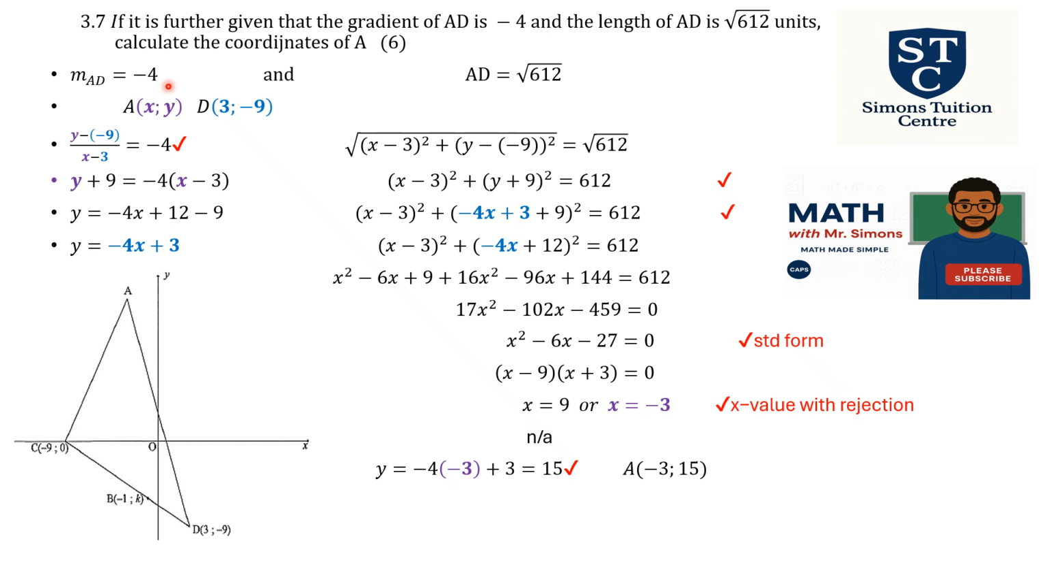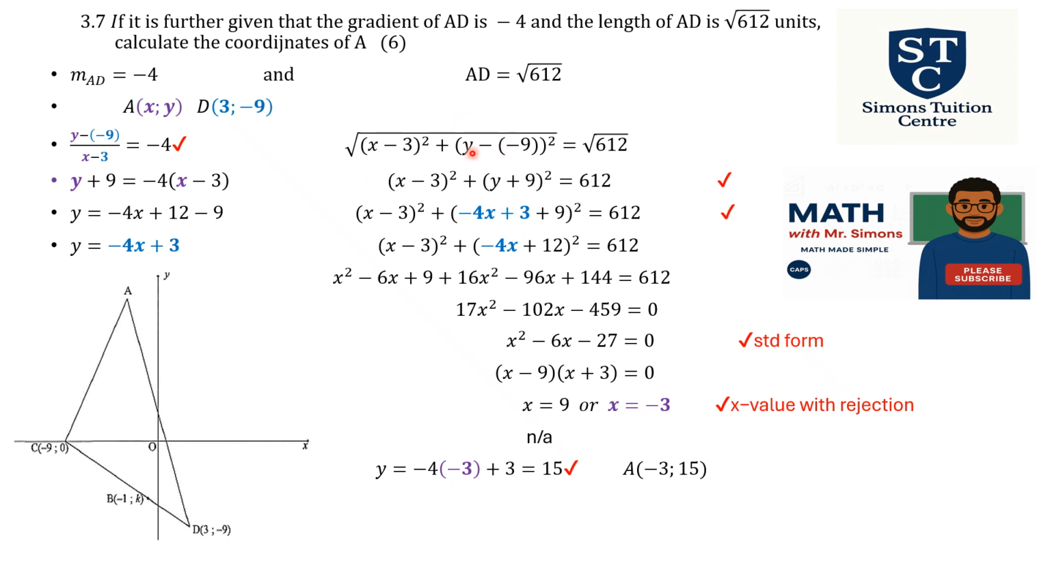So the gradient of AD is -4. To get AD, if A is (x; y) and D is (3; -9), then that would read (y minus -9) over (x minus 3) equals -4. So y plus 9, negative times negative is positive 9, equals -4 times the denominator, x minus 3. Minus 4 times x gives me -4x, minus 4 times -3 gives plus 12. If I bring plus 9 over, it becomes -9. So I have -4x plus 12 minus 9. 12 minus 9 gives me -4x plus 3. So now I have an equation where y is the subject of the formula.